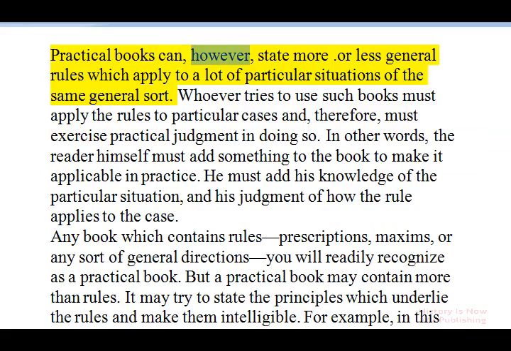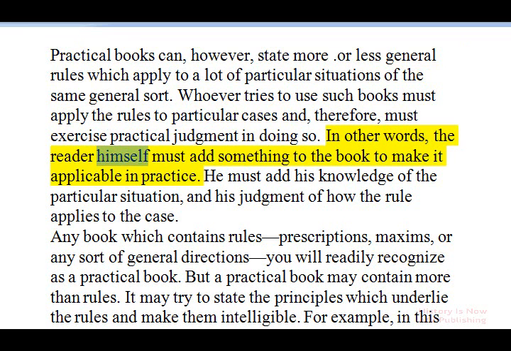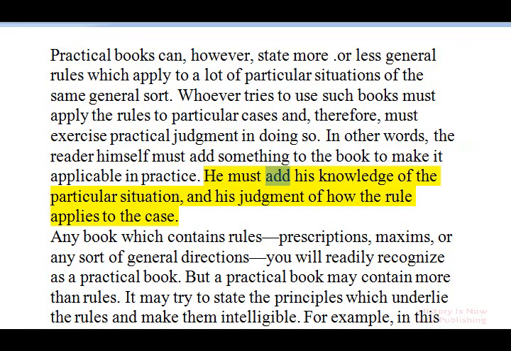Practical books can, however, state more or less general rules which apply to a lot of particular situations of the same general sort. Whoever tries to use such books must apply the rules to particular cases and, therefore, must exercise practical judgment in doing so. In other words, the reader himself must add something to the book to make it applicable in practice. He must add his knowledge of the particular situation, and his judgment of how the rule applies to the case.